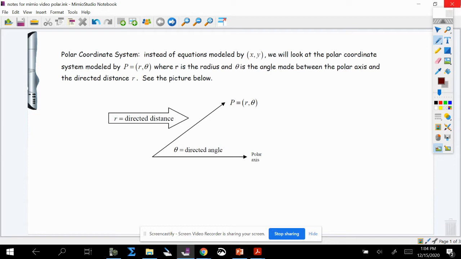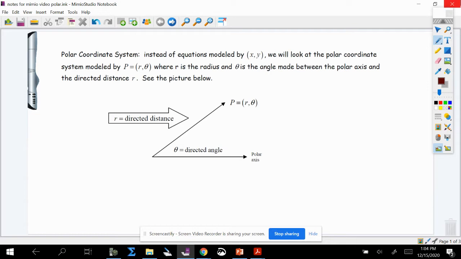We don't graph things with x's and y's. We don't have points that are written as an x and a y. Instead, we have what's called a polar system, which is going to be given by a point (r, theta). r is going to be a length, a radius. Theta is going to be the angle that is made between the polar axis and the directed distance.